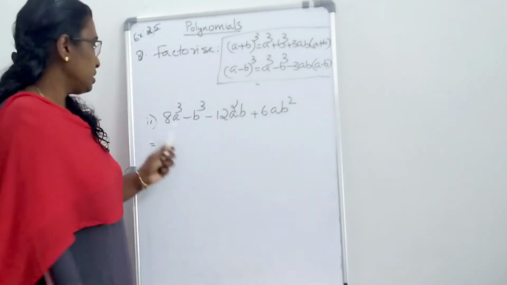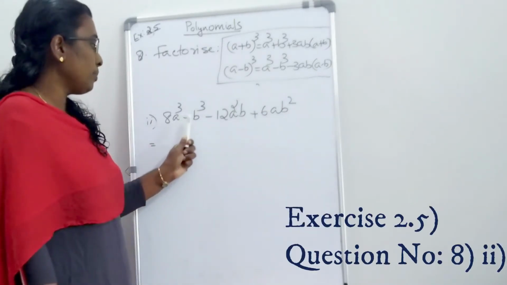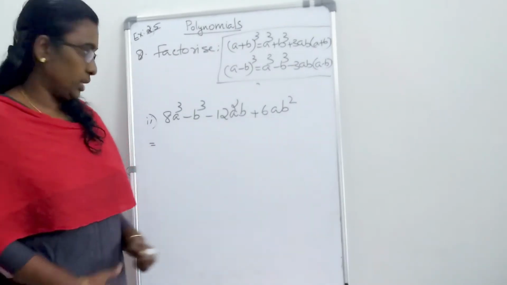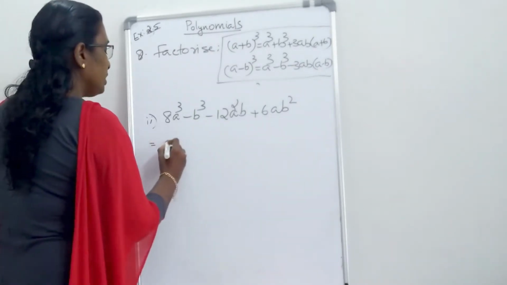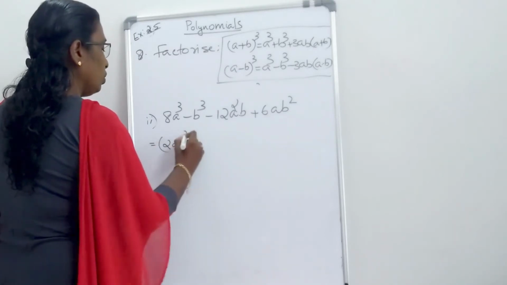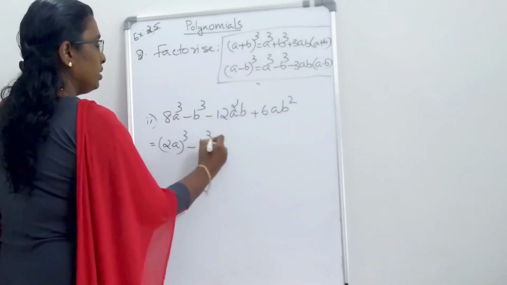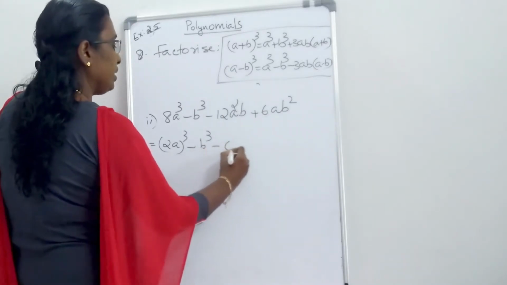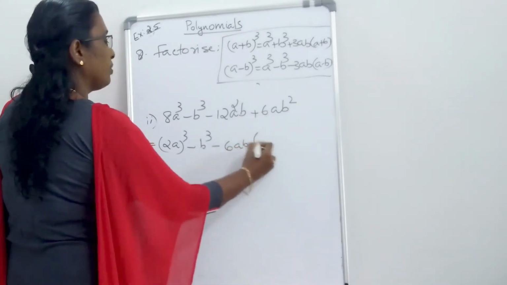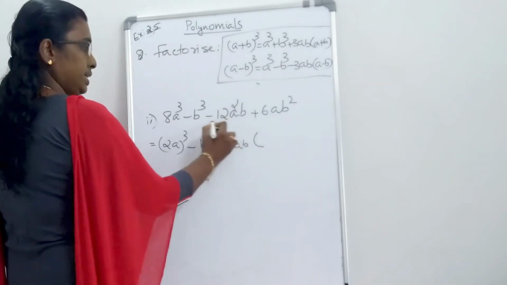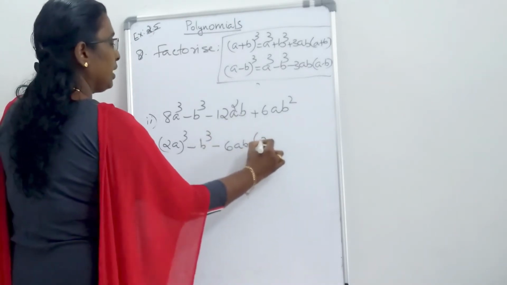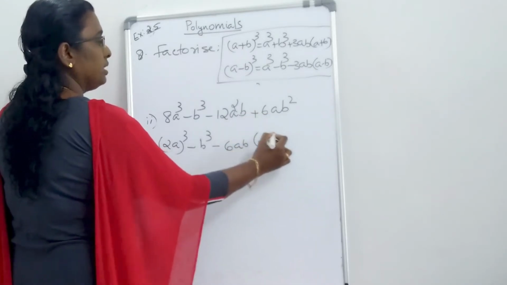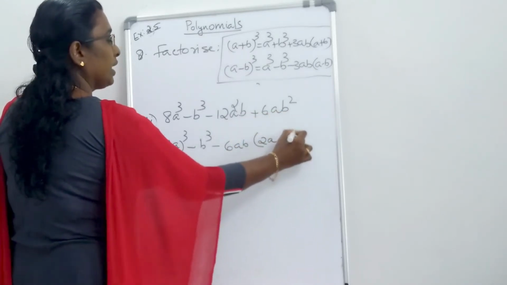The next question is factorize 8a cube minus b cube minus 12a square b plus 6ab square. 8a cube is the cube of 2a. 2a the whole cube minus b cube. In these two terms, the common factor is minus 6ab. We can take minus 6ab as a common factor. If we take minus 6ab from here, the remaining factor is 2a. If we take minus 6ab from here, the remaining factor is b.